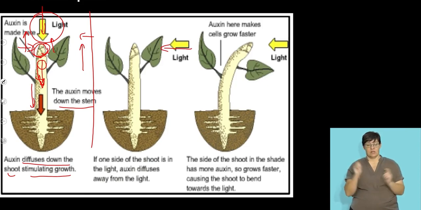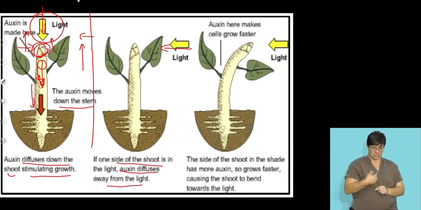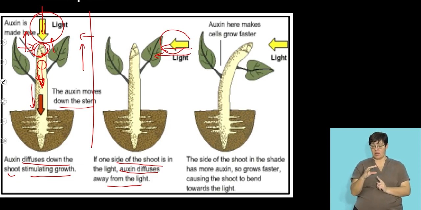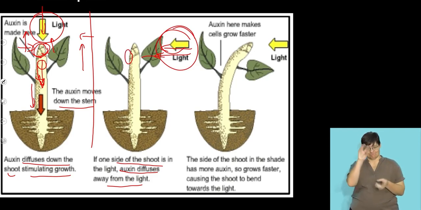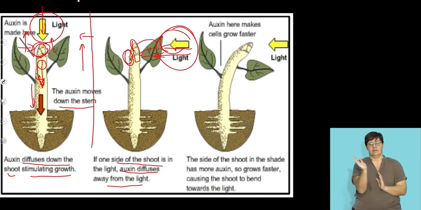So here we've changed the direction of the light, and we notice that if one side of the shoot is stimulated with light, the auxins diffuse in the opposite direction. You'll find that the light comes in from one direction, and we find that the auxins now accumulate on the opposite side. So that's where the auxins tend to accumulate. And this accumulation of the auxins causes an increase in the growth of cells in this region. And hence we find that now the tip tends to bend or increase in length in this direction.